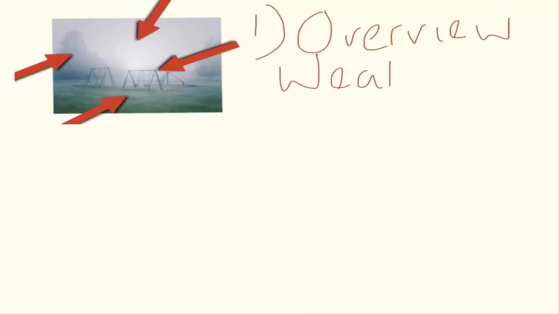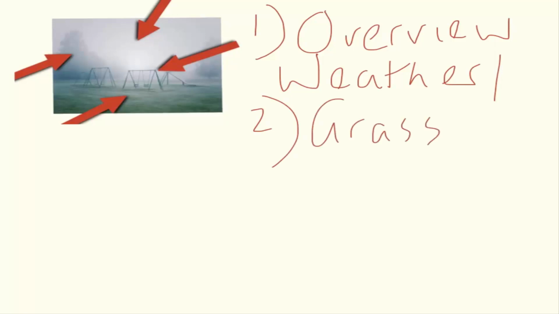So having identified these different bits of the scene that I'm interested in, I'd probably look to begin with some kind of overview, which includes the weather and the atmosphere and that type of thing. I'd then probably look to zoom in to something like the grass and a bit more of the setting in that sense. So I might go into the grass here.